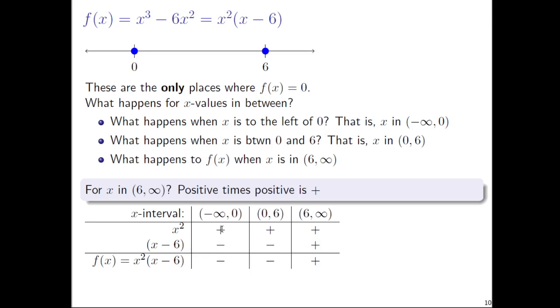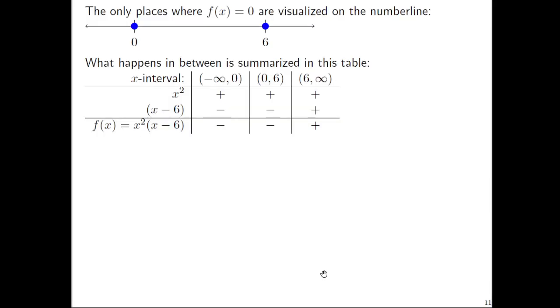We're just saying any positive number times any negative number is a negative number. Any positive times any positive is a positive. And so this bottom row really gives us all the information we need in order to answer all of the inequality questions. So here we go.